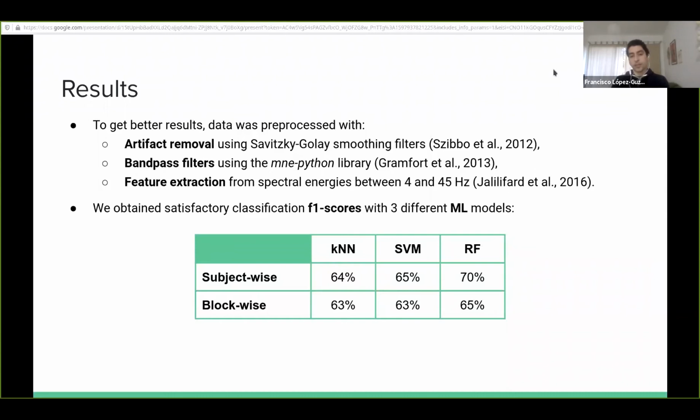This is the data that we then feed to machine learning models, standard algorithms such as K-nearest neighbors, support vector machines, and random forests. And we use this data to classify and to test these models, both subject-wise and block-wise. The difference here being that when we do subject-wise classification, we train on all but some subjects, and then we test with those new subjects. And when we do block-wise classification, we leave out a few blocks and then use those to do the validation of the models. And as you can see, we achieve satisfactory results, over 60% and close to 70% with the subject-wise approach and the best algorithm, which is the random forest. So these are the results that we obtained.